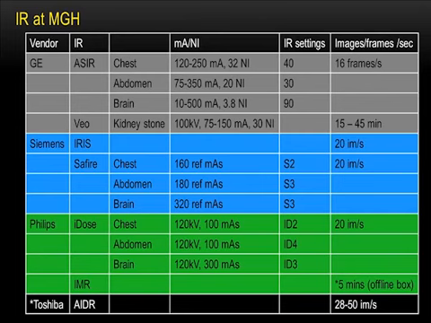And the brain, we're a little bit more aggressive. We're using ASIR 90 with these dose levels. And it's pretty much instantaneous. The images come right away as you hit the ASIR recon.